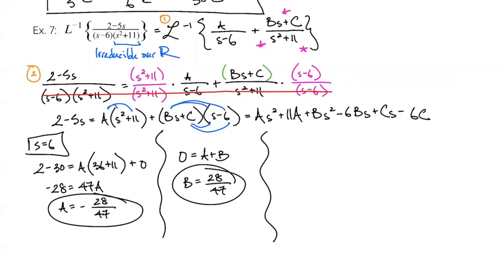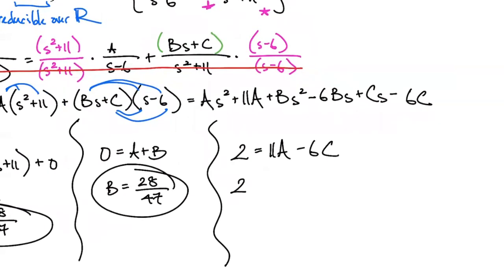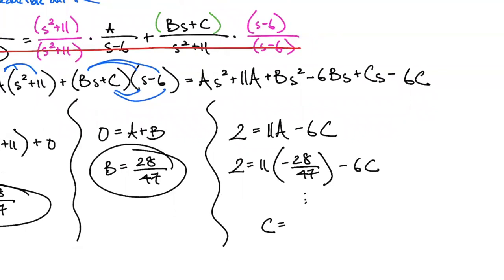Now I just have to find C. I'm going to be really clever about what I'm choosing here. I'm going to say that 2, which is a constant, equals 11A minus 6C. And everywhere I see an A, I'm going to put in my negative 28 over 47. So 2 equals 11 times negative 28 over 47 minus 6C. I'll trust you to do the work over here, but we get C equals negative 67 over 47.